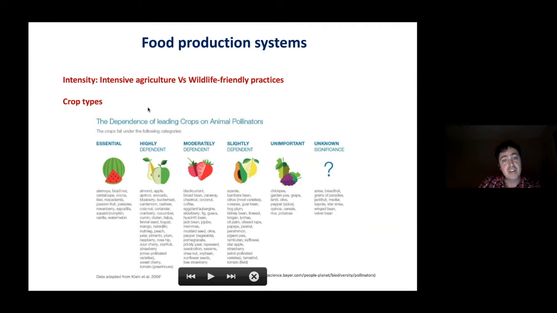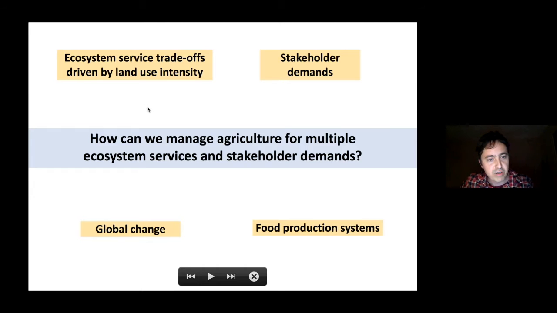And a second classification is based on crop types. And in this regard, there's a classification of crops depending on the degree to which they depend on wild animal pollination. This was done by running pollinator exclusion experiments. And now we have a lot of information about different crops and how much they depend on wild animal pollination, from no dependence at all to almost total pollination. So these are the 4 elements that we wanted to take into account to address the original question.